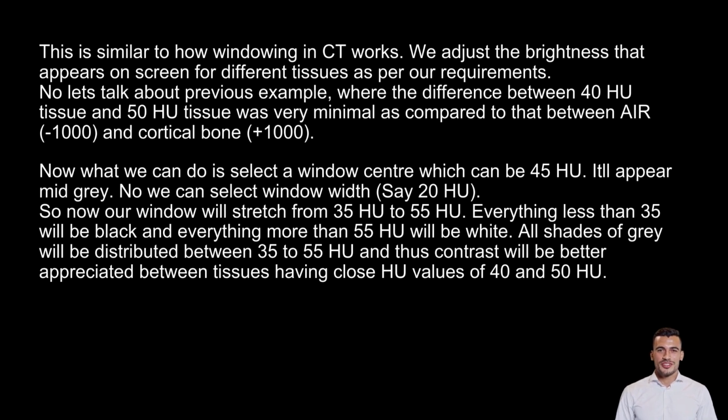Now let's talk about previous example, where the difference between 40 HU tissue and 50 HU tissue was very minimal as compared to that between air at negative 1000 and cortical bone at positive 1000. Now what we can do is select a window center, which can be 45 HU. It'll appear mid-gray. Now we can select window width, say 20 HU. So now our window will stretch from 35 HU to 55 HU. Everything less than 35 will be black, and everything more than 55 HU will be white. All shades of gray will be distributed between 35 to 55 HU, and thus contrast will be better appreciated between tissues having close HU values of 40 and 50 HU.